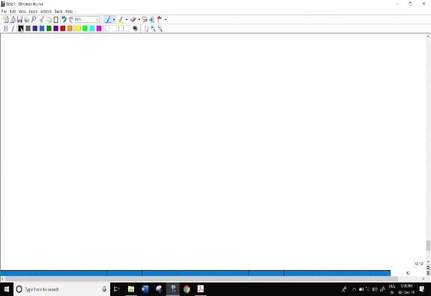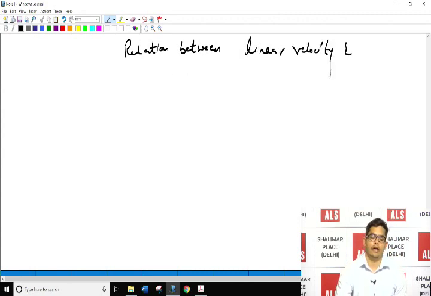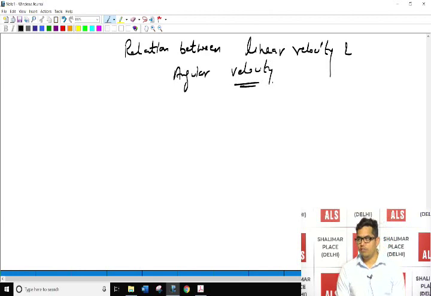So let's start a new topic in this chapter, and that is the relation between linear speed or linear velocity and angular velocity. Now, by the way, we have been talking about angular velocity, and velocity is what? Angular velocity is a vector quantity. So what is the direction in angular motion? How do we calculate that?